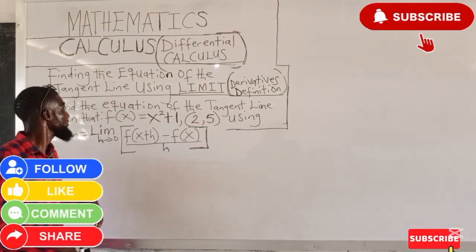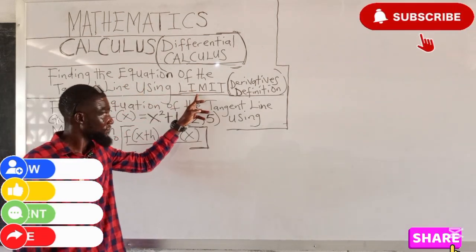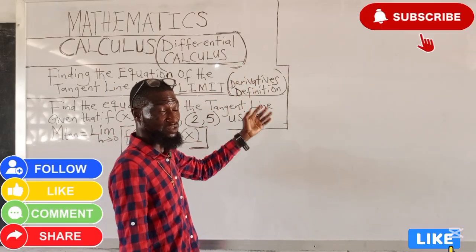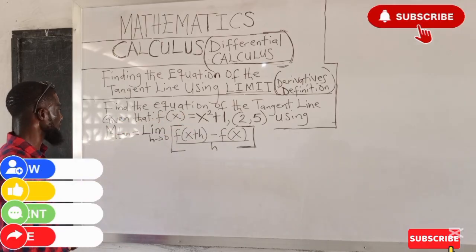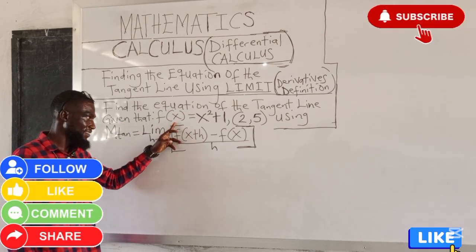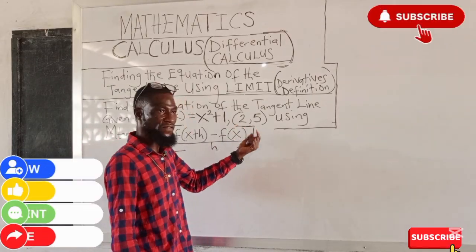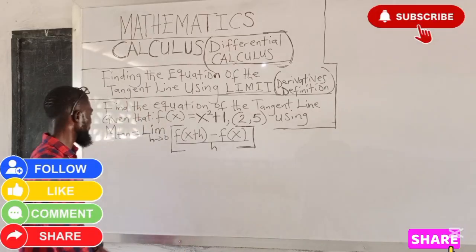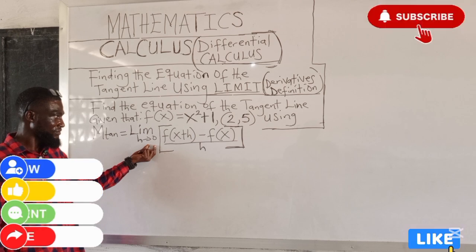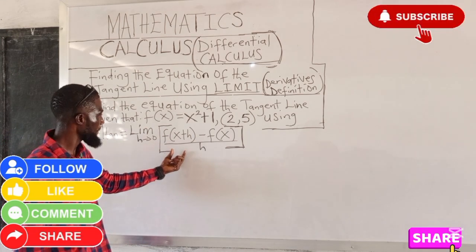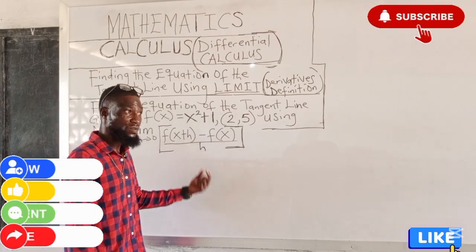However, ladies and gentlemen, we'll be finding the equation of the tangent line using the limit definition of the derivative in order to solve our problem. On this note, we want to find the equation of the tangent line given that f of x is equal to x squared plus 1, having the point (2, 5), using m tangent equals the limit as h approaches 0 of [f(x + h) minus f(x)] over h.